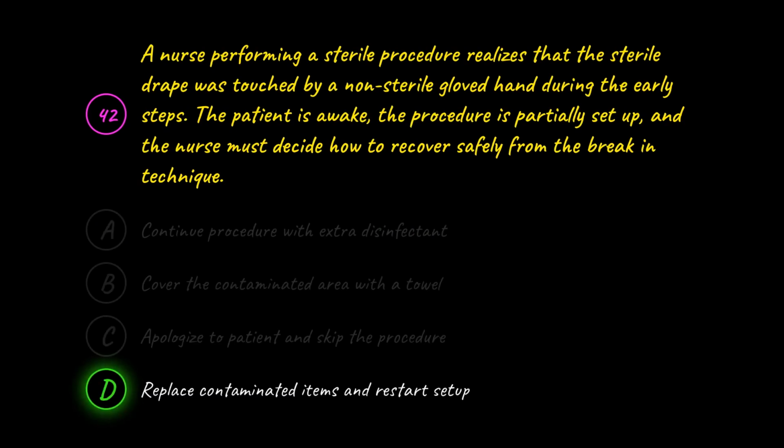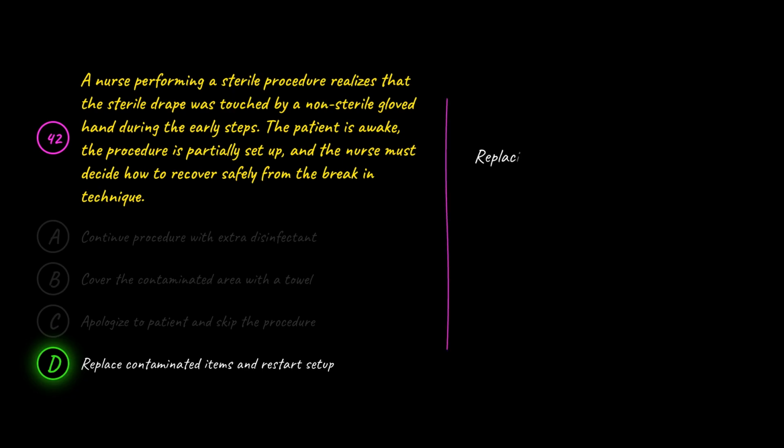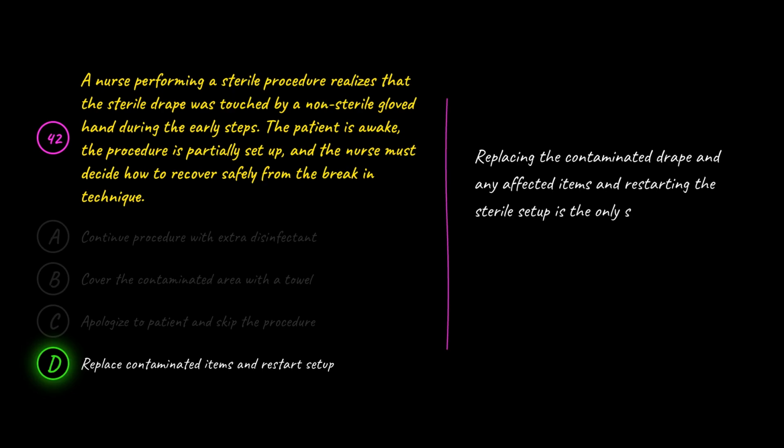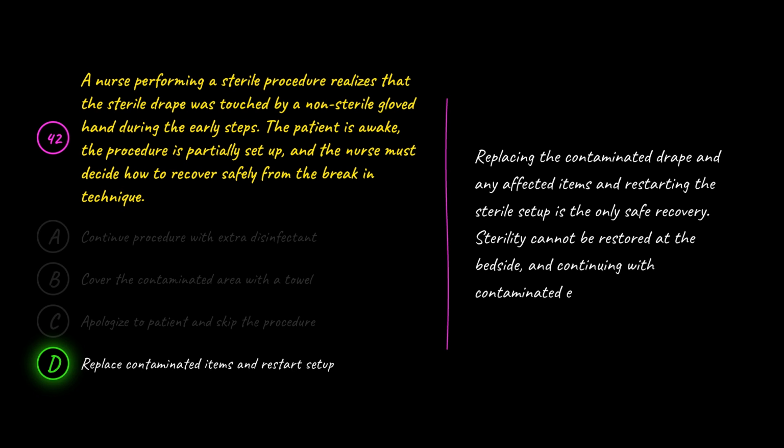The correct answer is D. Replace contaminated items and restart setup. D is correct because replacing the contaminated drape and any affected items and restarting the sterile setup is the only safe recovery. Sterility cannot be restored at the bedside, and continuing with contaminated equipment risks infection at the procedure site.